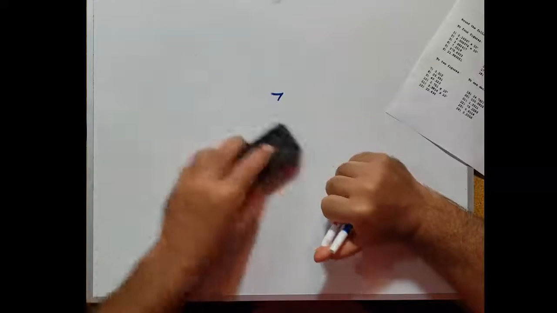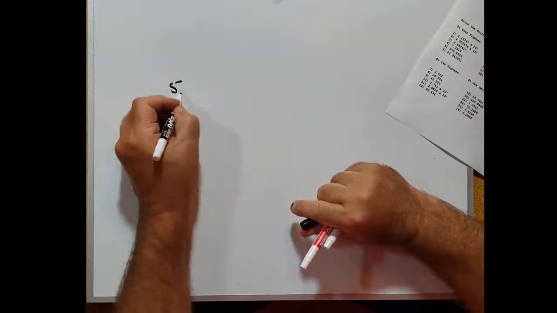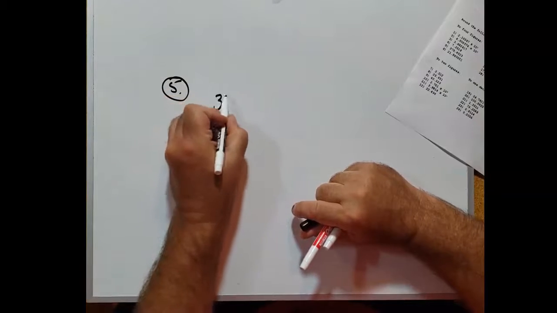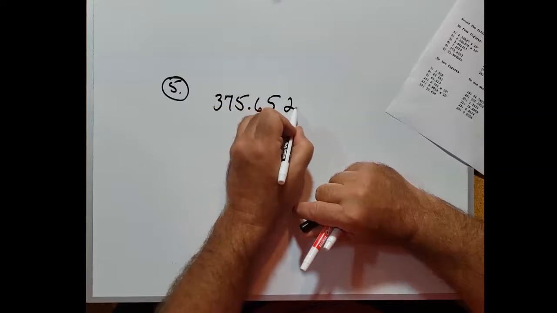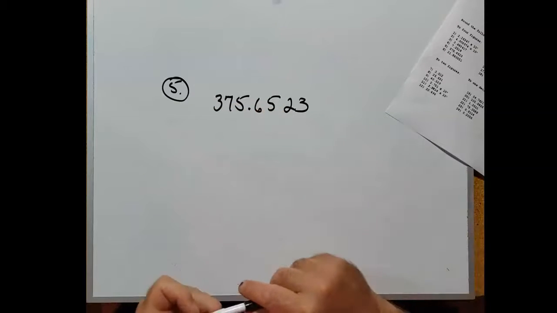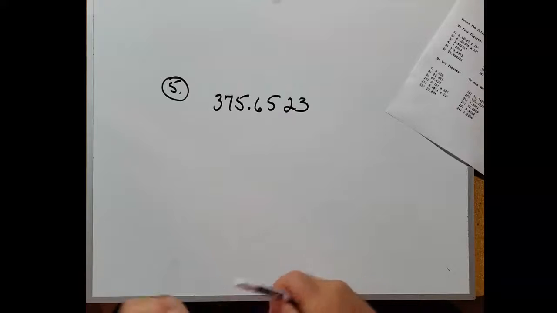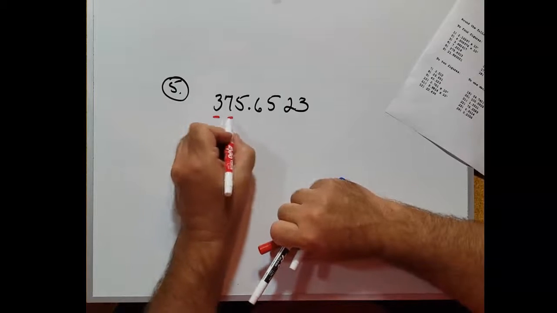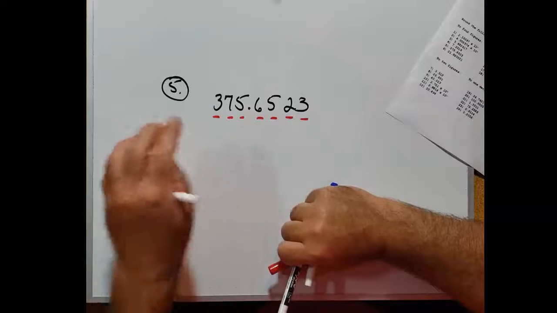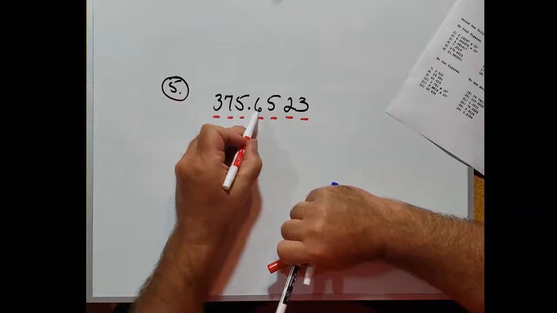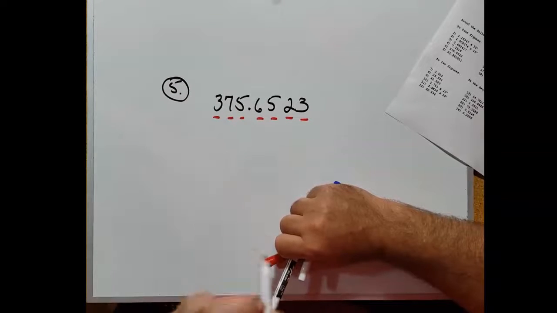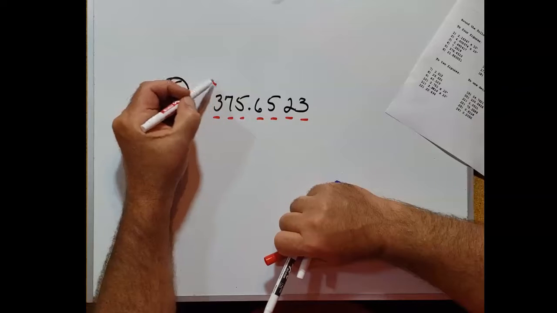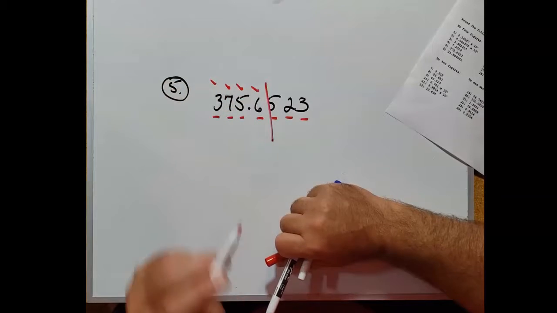Let's try number 5. 375.6523. All the digits in this number are significant because they're all non-zeros, so there's really no debate there. All of them are significant. 1, 2, 3, 4, 5, 6, 7. This number contains 7 significant digits, but we're asked to round to the first 4. 1, 2, 3, 4. So we're going to cut it off right there.